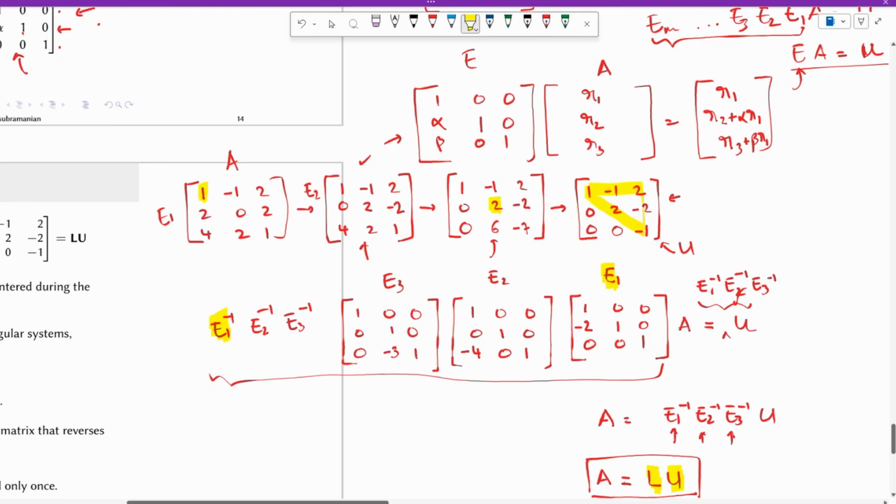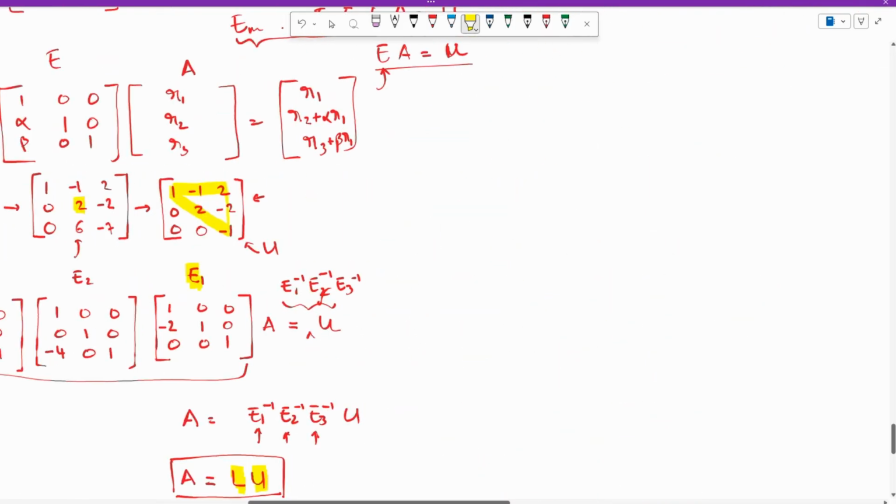What exactly do you do? What exact algebraic operation do you have to do? I've added minus 2 times row 1 to row 2. How do I undo that operation? Well, you add 2 times the first row back to row 2, then your first operation is removed. Okay. In that case, what is the inverse of E1 here? If E1 is this operation, what is E1 inverse?